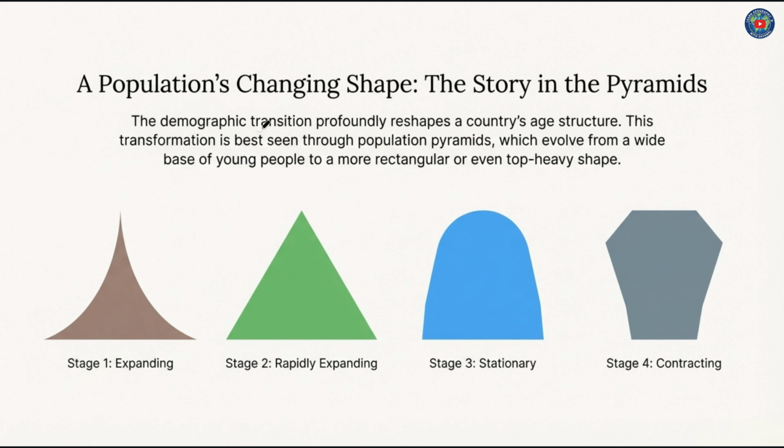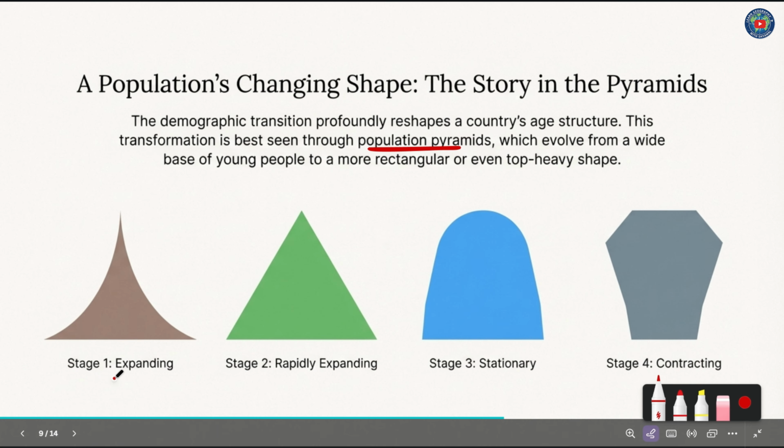The demographic transition profoundly reshapes a country's age structure. This transformation is best seen through population pyramids, which evolve from a wide base of young people to a more rectangular or even top-heavy shape. Stage 1 expanding like this, rapidly expanding, stationary and contracting.